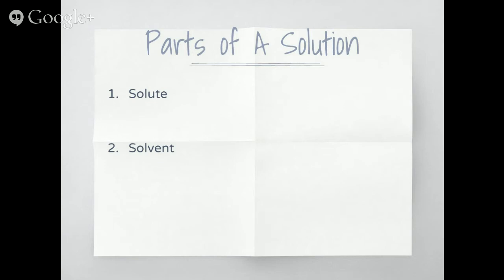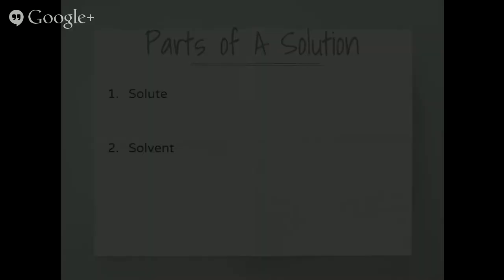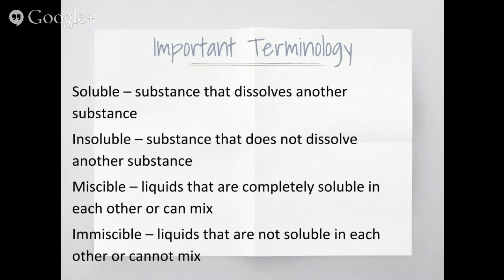In my cup of tea, my solute is the sugar because that is the thing that is dissolving, and my tea is the solvent. That is the thing that is doing the dissolving. So, before we go any further, we need to remind ourselves about a few things. Something that is soluble is a substance that dissolves in another substance, okay? Meaning it will dissolve there. Something that is insoluble is a substance that does not dissolve in another substance.